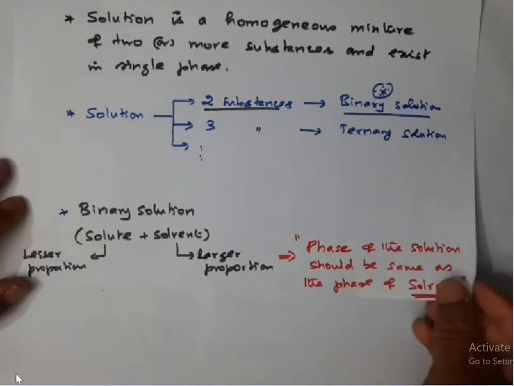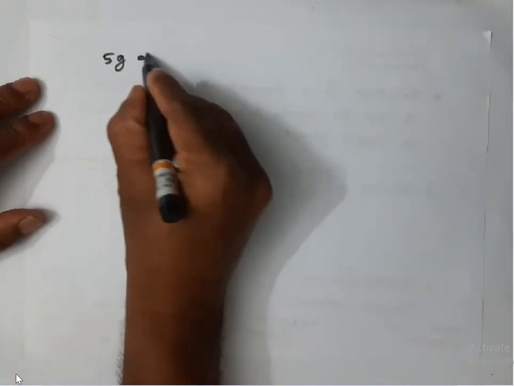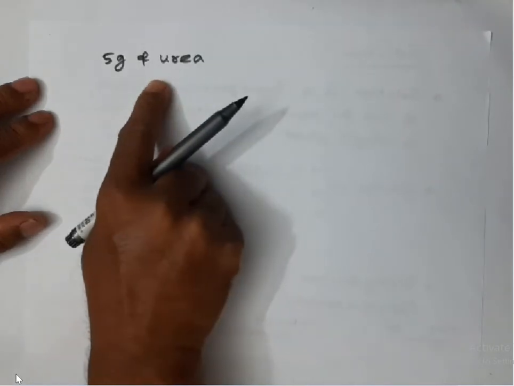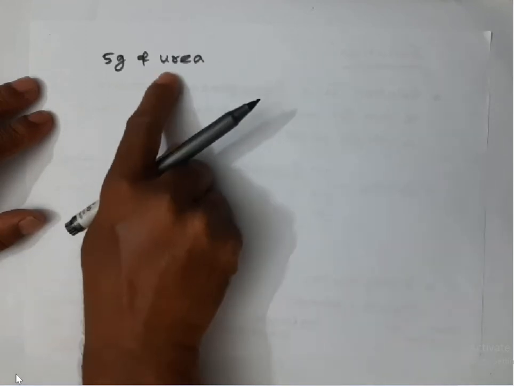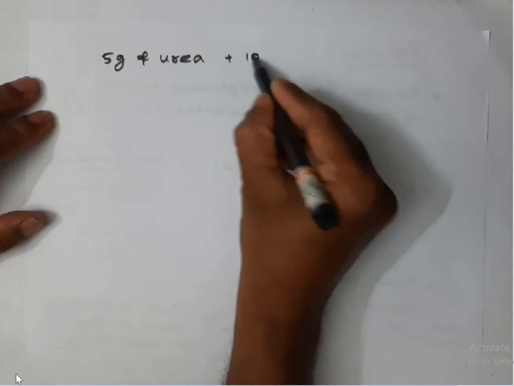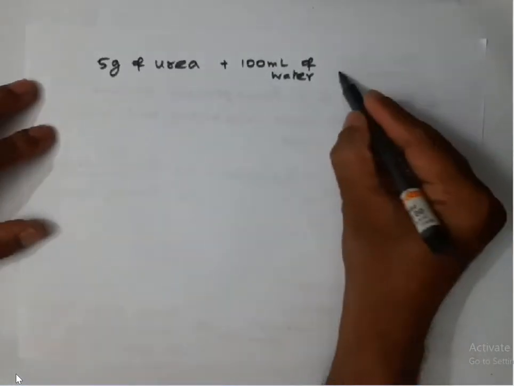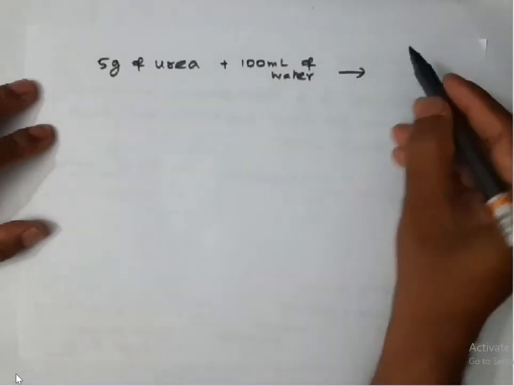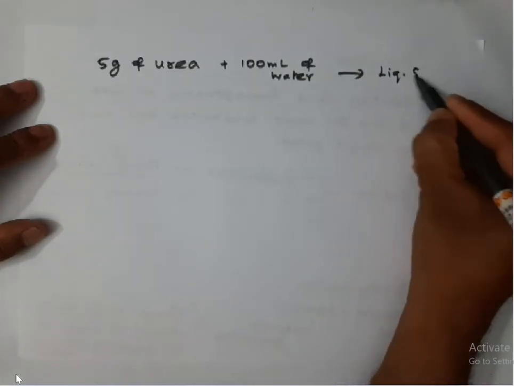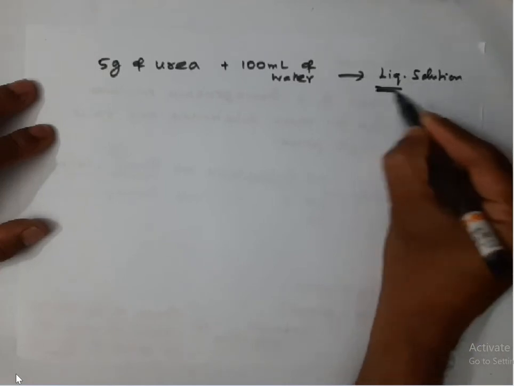Now why I am telling this, let me give some example so that you can easily understand. Listen, suppose I take 5 gram of urea. Urea is readily soluble in water. I'll take 5 gram of urea and 100 ml of water. If you mix urea and water, I'll get a liquid solution. The solution exists in the liquid state.